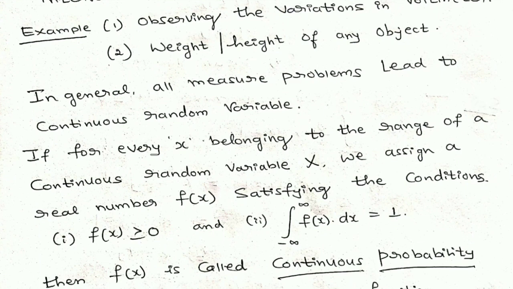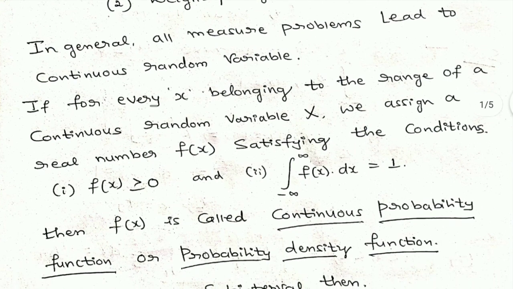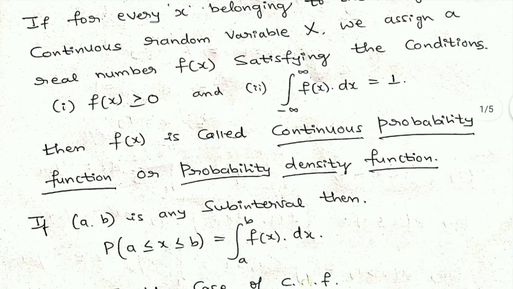Now let us try to understand the conditions in the case of a continuous random variable. Here, for every x belonging to the range of a continuous random variable capital X, we assign a real number f of x which has to satisfy these two conditions. What are the conditions? f of x must be greater than or equal to 0, and the integration from minus infinity to plus infinity of f of x dx must be equal to 1. Then f of x is called a continuous probability function or probability density function, in short PDF.